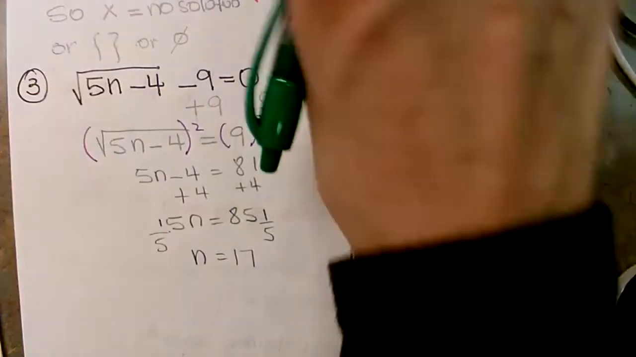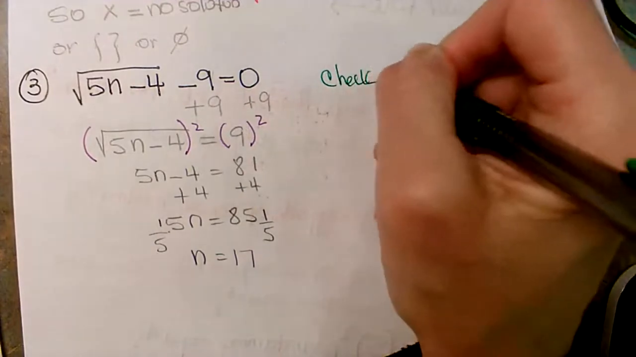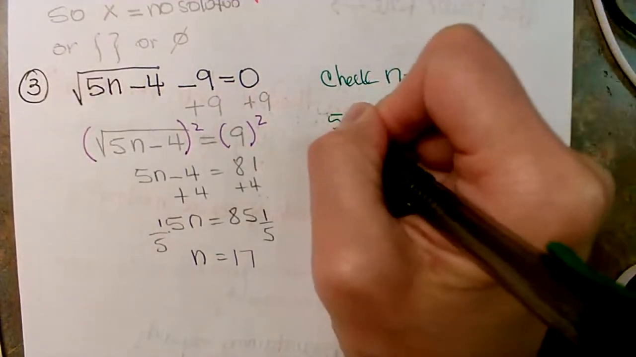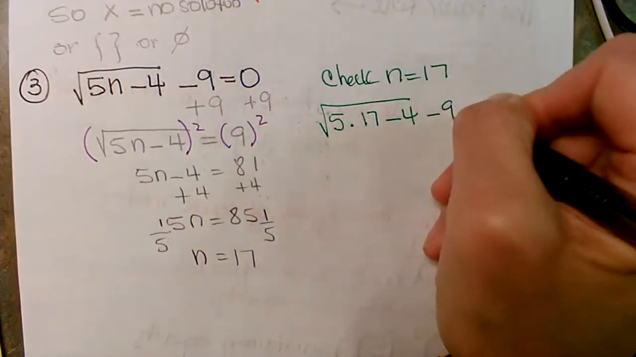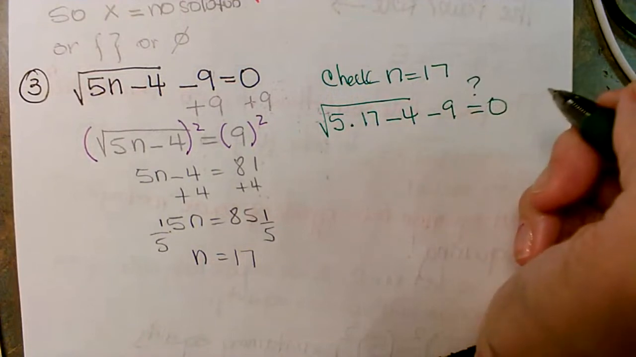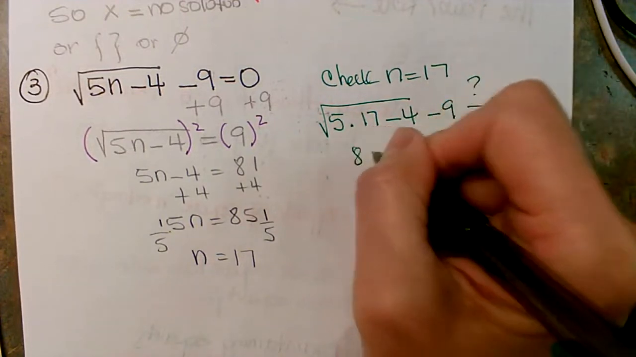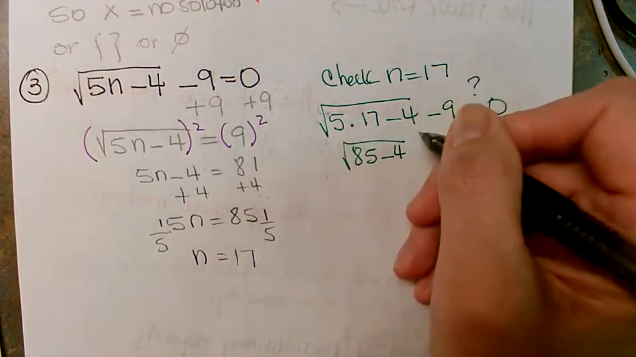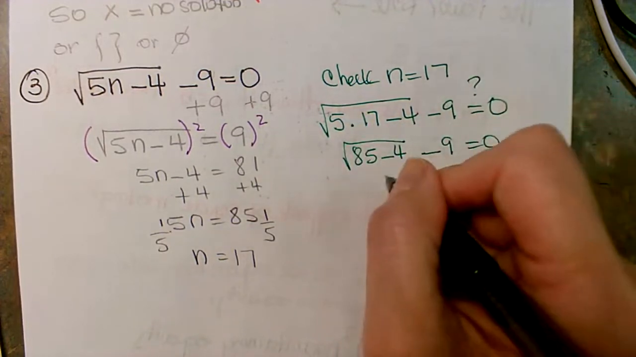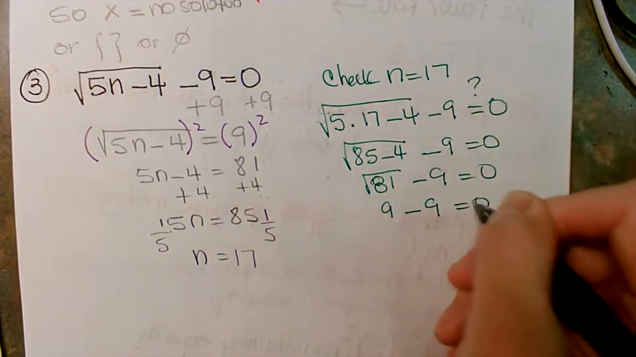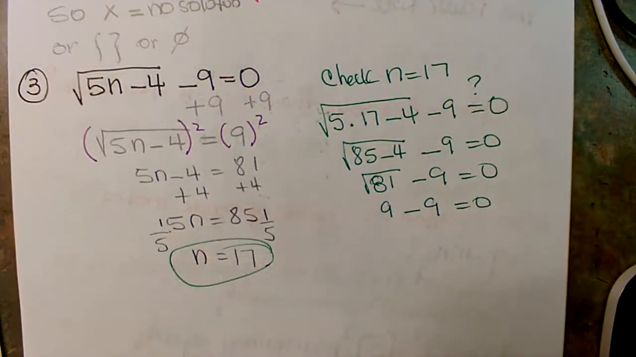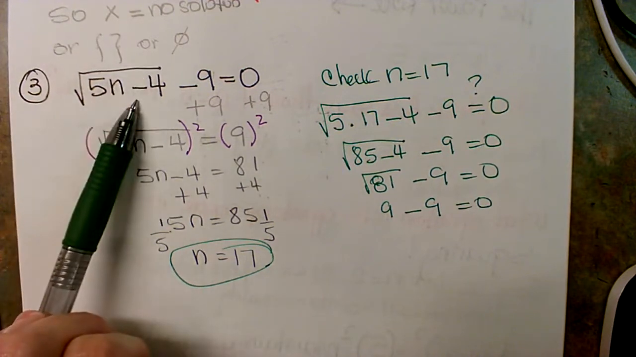So we need to check the 17. We have 5 times 17 minus 4, that's a square root, minus 9. We need to find out if it's equal to 0. 5 times 17, 85 minus 4, square root is 81, minus 9. This is 9 minus 9 is 0. So yes. Okay. Remember, we always need to isolate the square root.